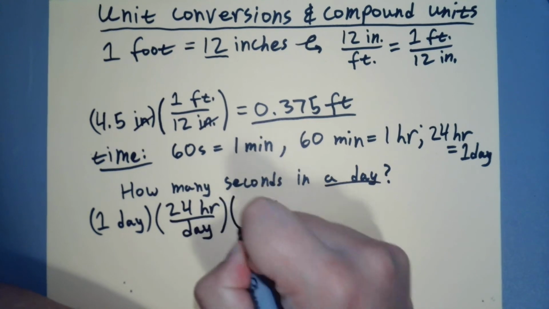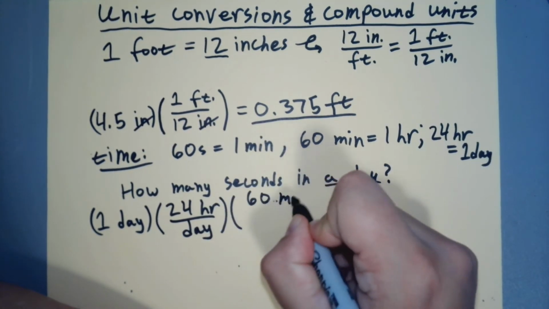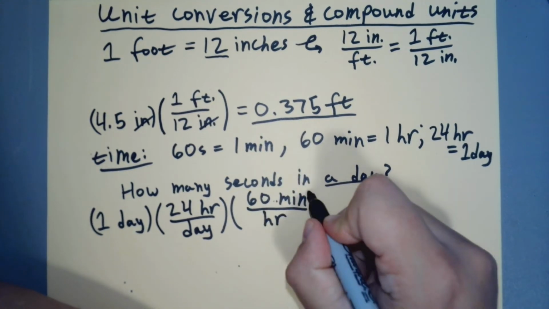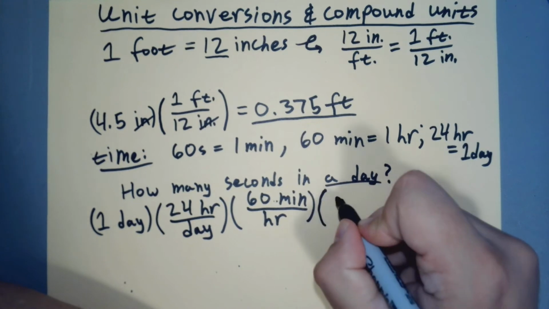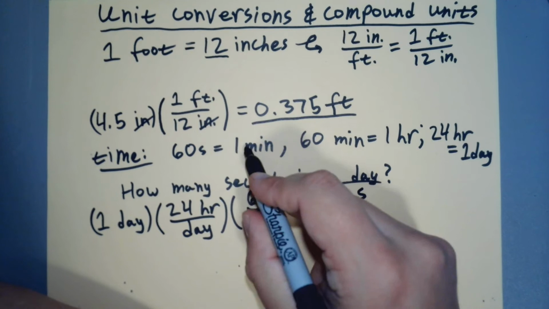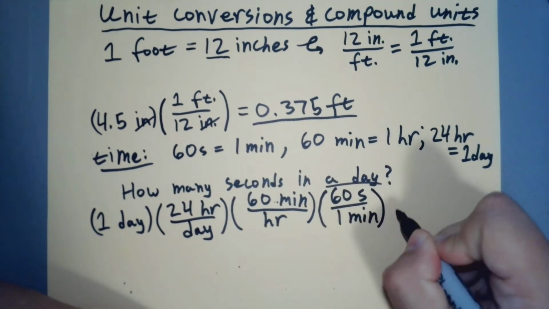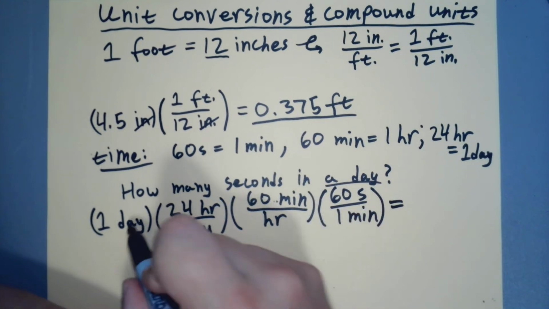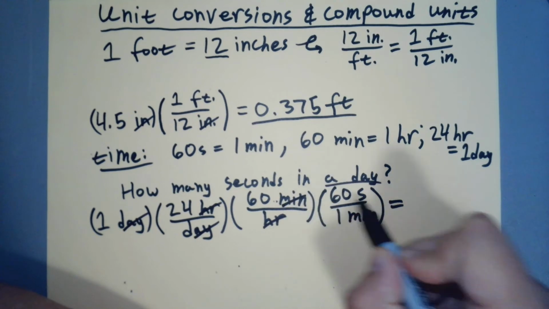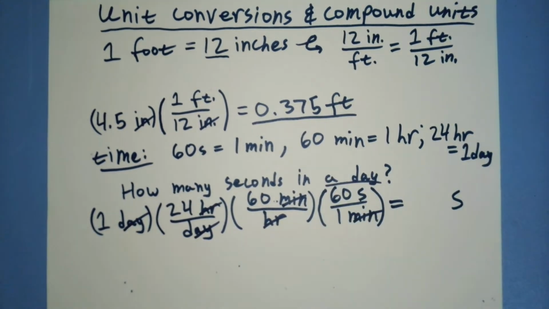per day. Now I want to go to minutes. There's 60 minutes per hour. And then I want to go to seconds. And there's 60 seconds, so I can go 60 seconds over 1 minute. And then I can check my units. Days cancel, so now I'm with hours, but hours cancel, leaving me with minutes, which cancel. So I'm going to have seconds at the end of this.